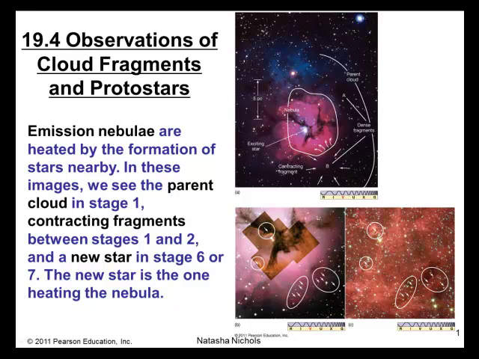Today we're going to continue talking about the star formation phases. If you take a look at frame A on the top, this is a region called M20, and it shows observational evidence for 3 of those phases in the birth of a star. The parent cloud, that big area represented there, is stage 1 of table 19.1, which we talked about in last lecture. The region labeled contracting fragment likely lies between stages 1 and 2.